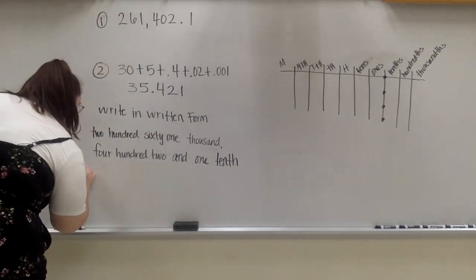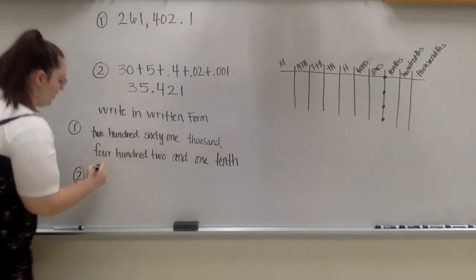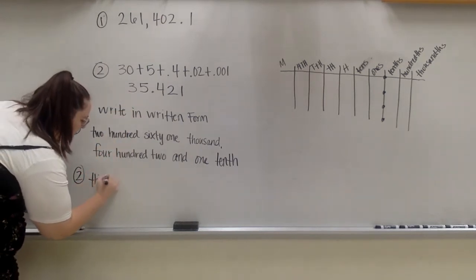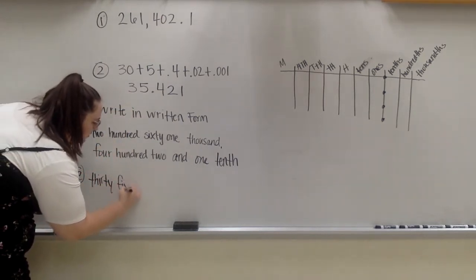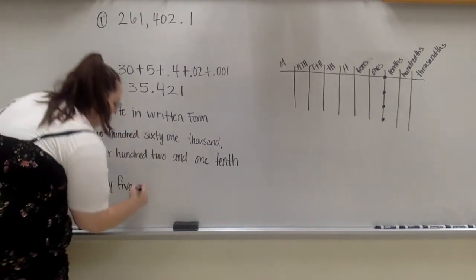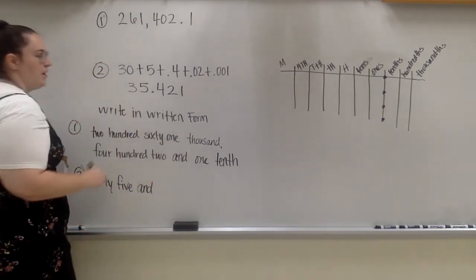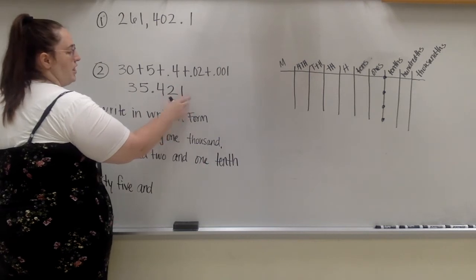I'm going to now change it to written form. So just like we would read it, we said 35 and how would I read this? 421 thousandths.